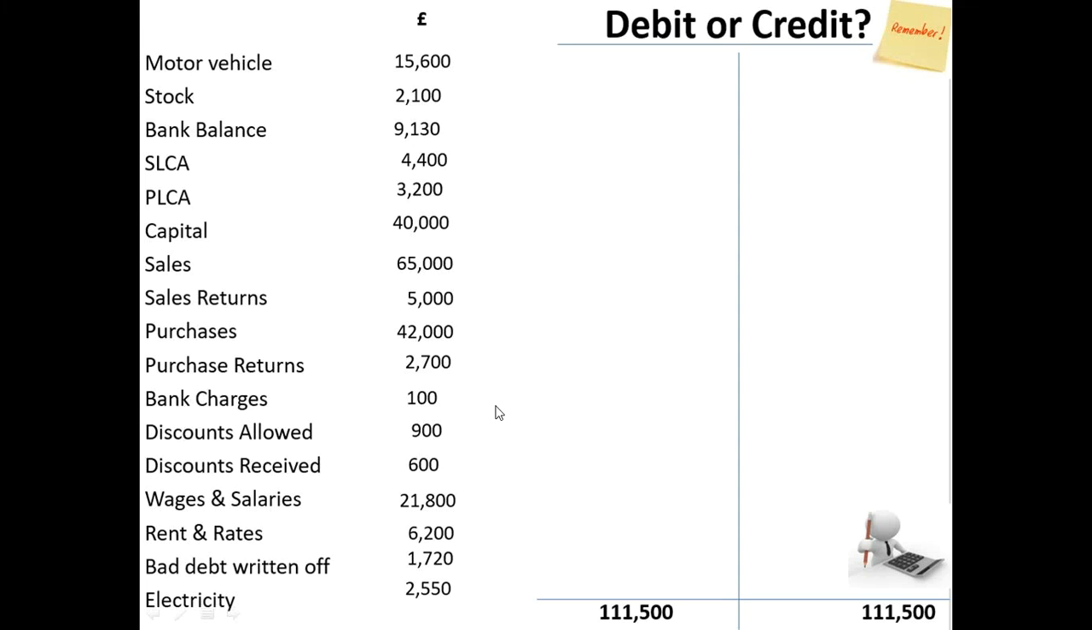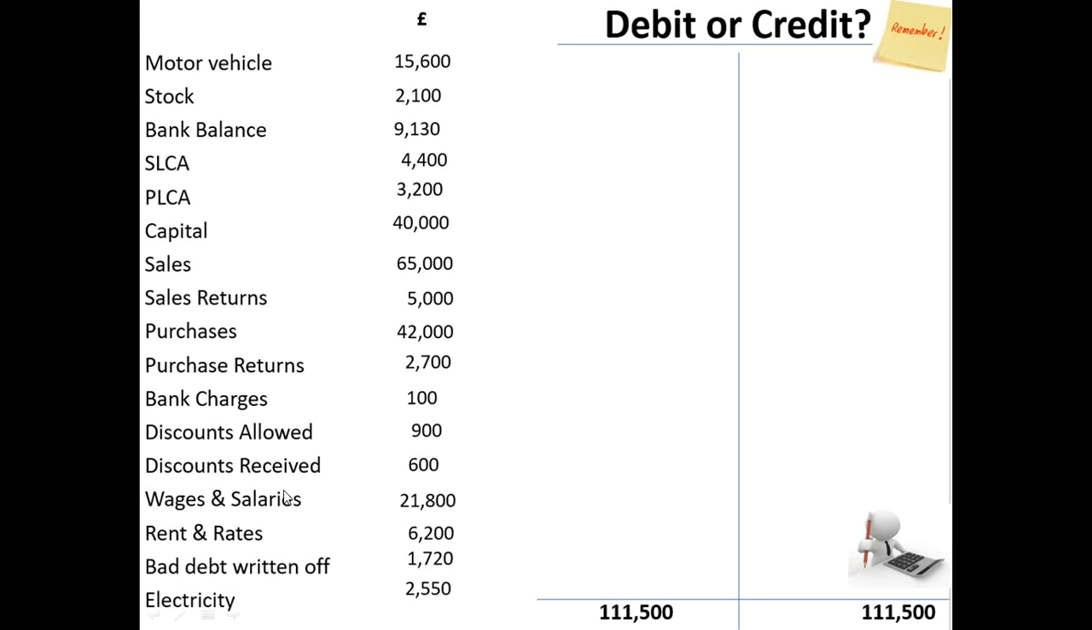Bank charge is our expense. Expenses always go on the debit side when increased. Discount allowed means we are giving discount to our customer, so that's an expense for the business and we record it on the debit side. Discount received, if we are receiving discount, is income for us. Because we are paying less money to our suppliers, we record it on the credit side, because of the debit-credit rule we learned in the previous lesson.